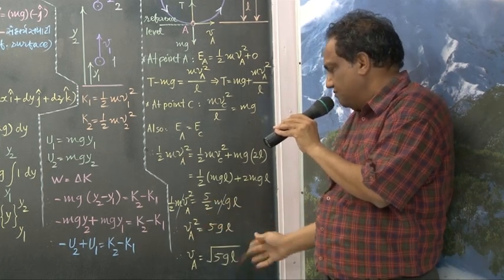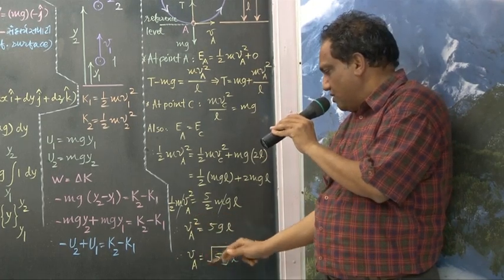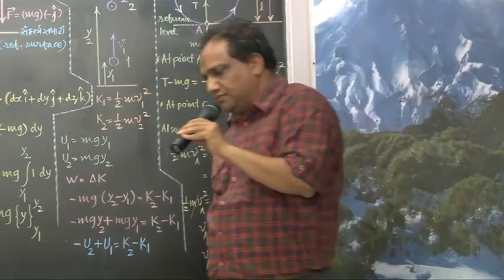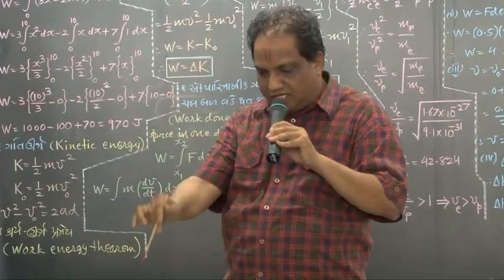Va square equals to 5gl. Take square root, then va equals to under root of 5gl. Read the statement again.